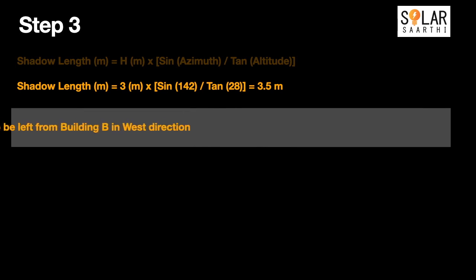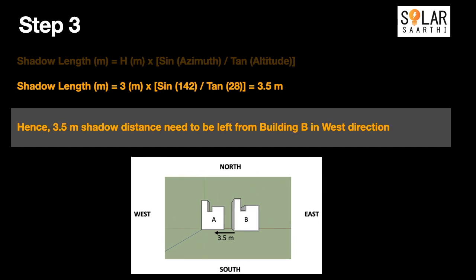Hence, a 3.5 meter shadow distance need to be left from the building B in the west direction. We also know that the distance between both the buildings was 2 meters. Hence, on building A, when you are planning a solar PV rooftop project, you need to leave 3.5 meters minus 2 meters, that comes to be 1.5 meter. So on building A, from the east side parapet wall, we have to leave 1.5 meter distance, and then from that point we'll start planning our solar PV array on this particular location.